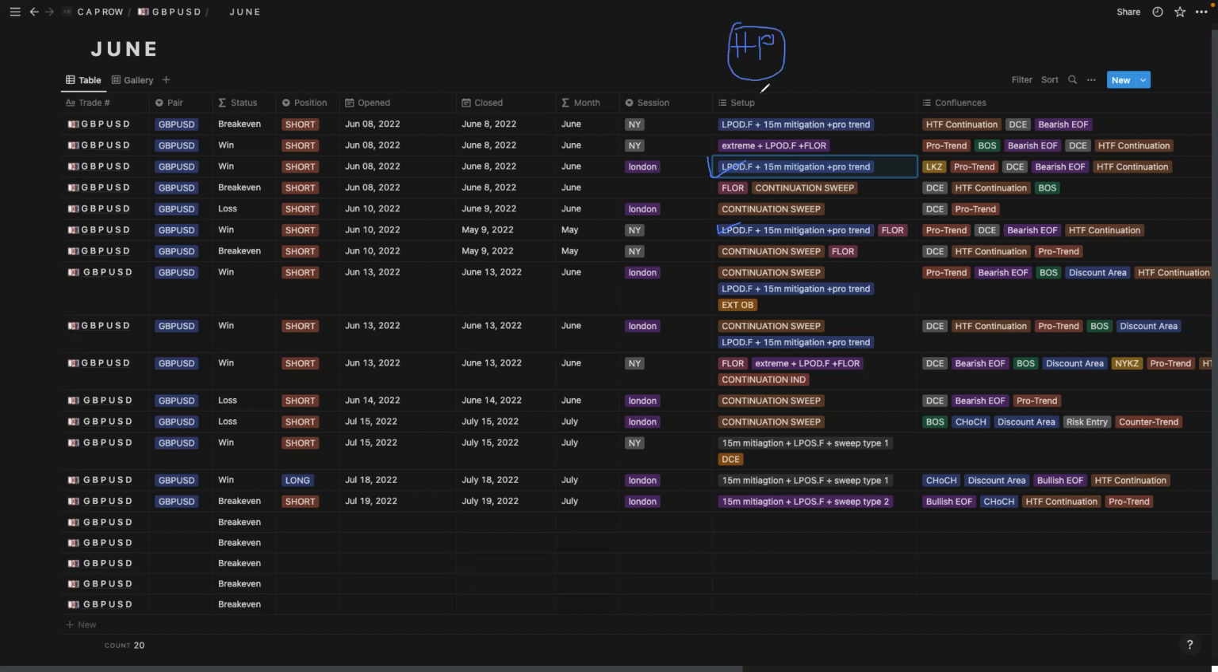How to select the high probability trade? For example, you have these 15 trades. Among these 15 trades, you have the last point of demand failure setup. This is the first pattern. Continuation sweep is another.